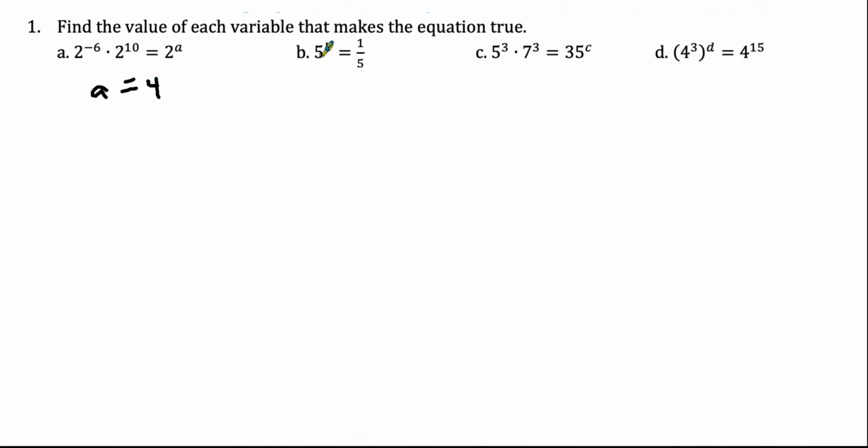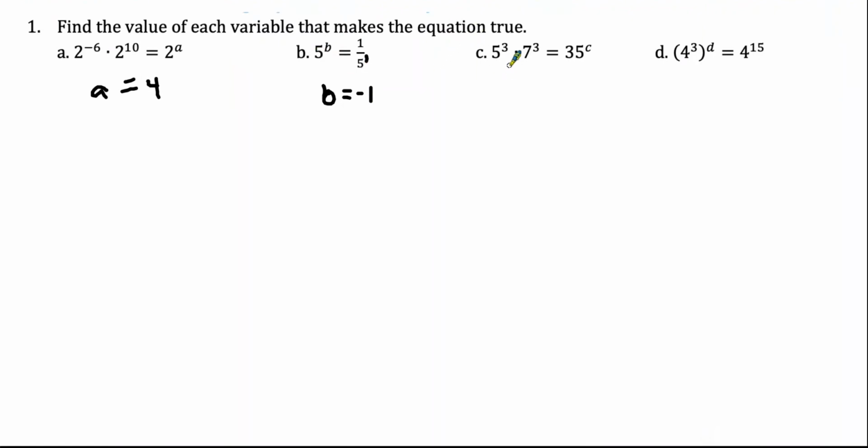On B, 5 to what power equals 1 over 5? So first of all, if we see that base going to the denominator, right off the bat, I know that my exponent is going to have to be negative. Now, this becomes just 5 to the first power. Even though we don't see the exponent, it's really 5 to the first power in the denominator. So that means that my b would have to be -1, right?